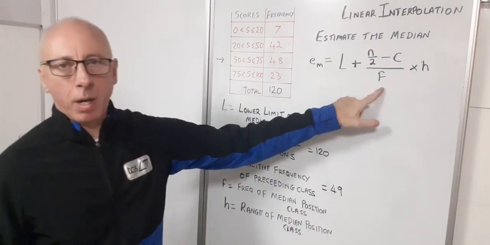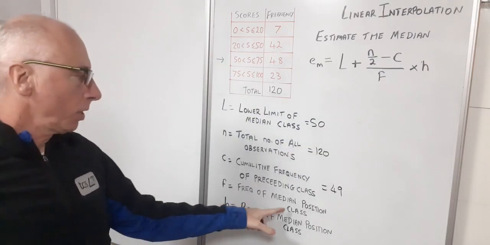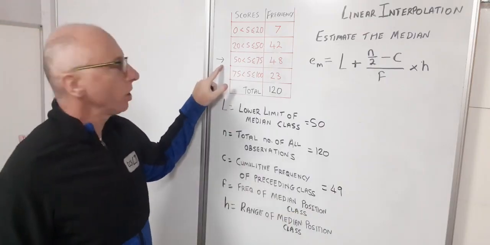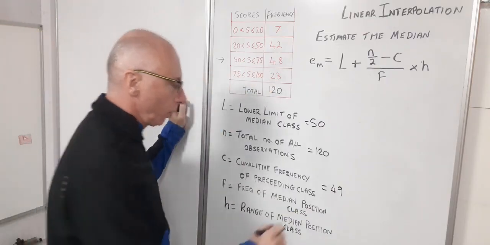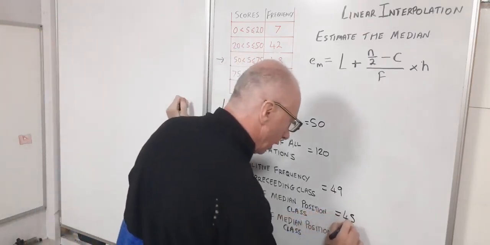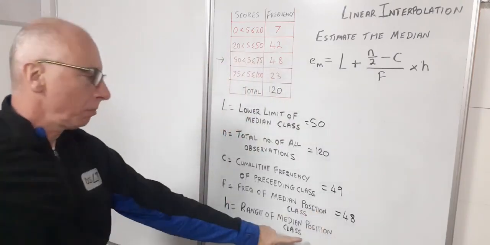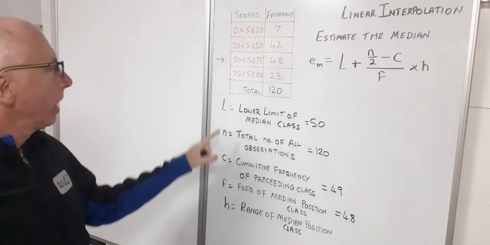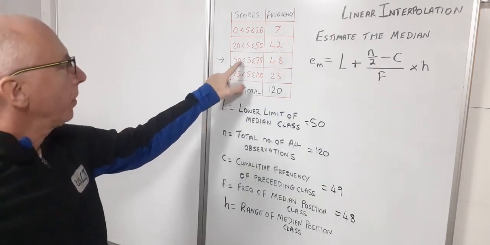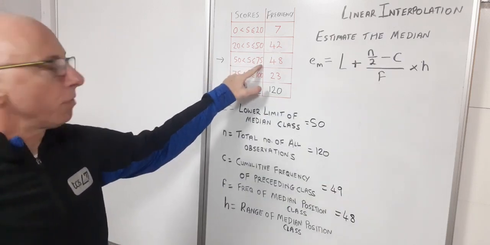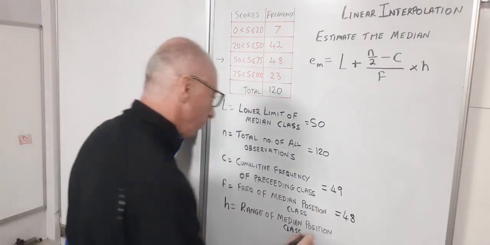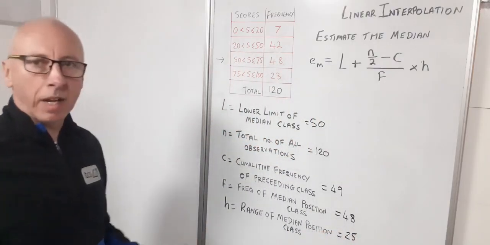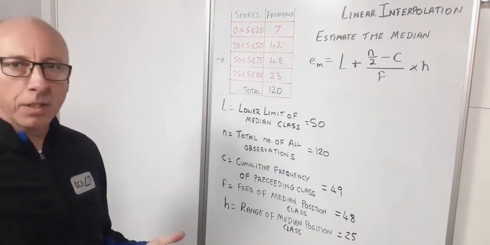Then we divide that by f. F is the frequency of the median class position. Well, that's my median class position, and that frequency is 48. And then the range of the median class position, which is our h, which is what we multiply by, here we've got 50 to 75, so the range of that is 25. So now we've worked all those values out. That's the hardest part of this question done.